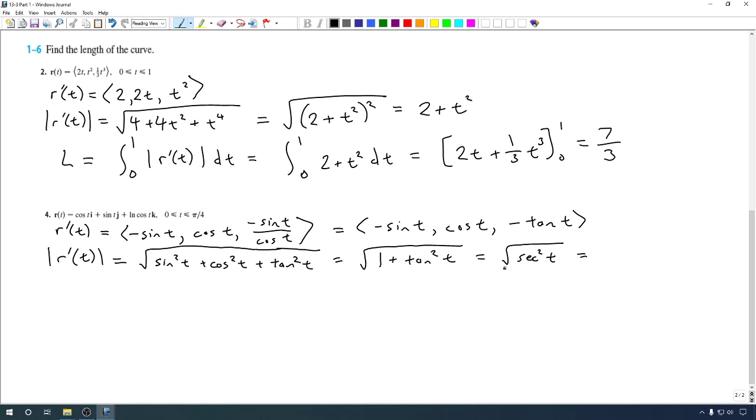And of course, now we want to think, can we cancel out that square root? Is the secant ever negative in the interval that we're looking at? Well, our interval is from 0 to pi over 4. That's all in our first quadrant, and all of the trig functions are positive in the first quadrant. So, yeah, secant is positive there, and we can cancel out the square root. So our arc length is now going to be the integral from 0 to pi over 4 of our magnitude, which is just secant.